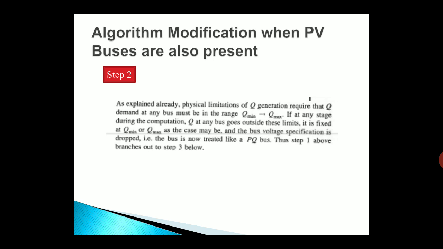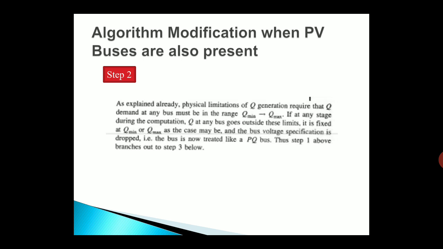Now, as explained already, the physical limitation of Q generation requires that Q at any bus must be in the range of Q min and Q max. So you cannot have a random value of Q. If at any stage during the computation Q at any bus goes outside the limit, it is fixed at Q min or Q max. Let's say 100 MVAR is the limit. So we got the answer of 200 MVAR. We will not take that value, rather we will consider only 100 MVAR and go for the next iteration.